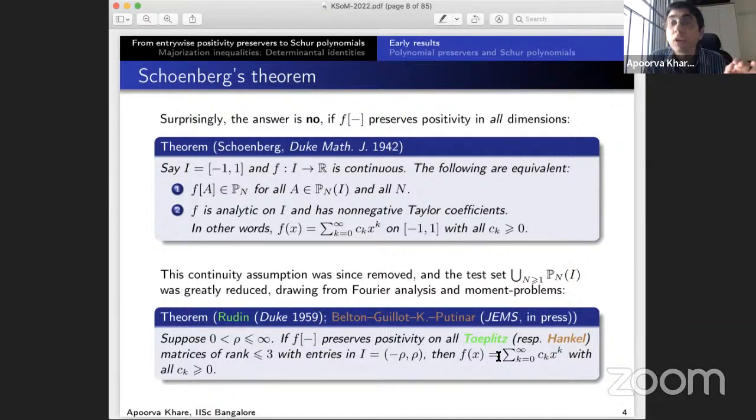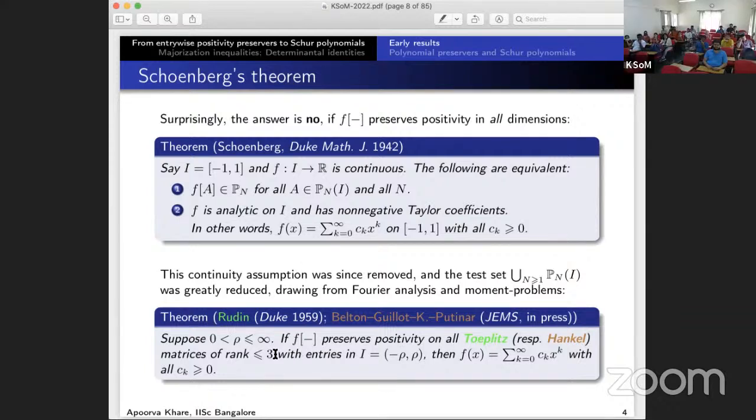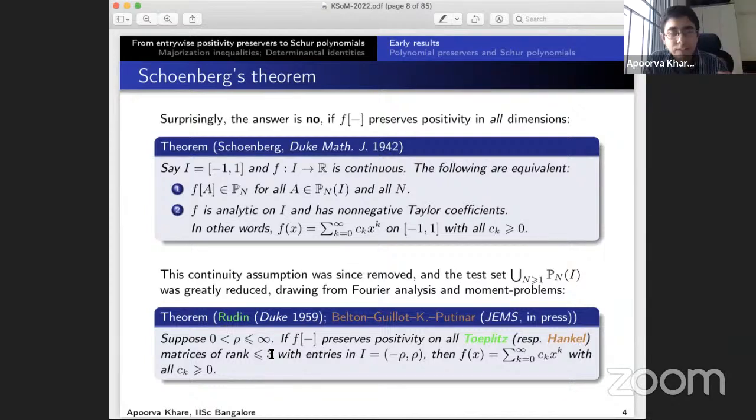Okay, and you don't even need all of them. You just need the ones with very low rank, less than or equal to 3, in arbitrary dimension n. And if you preserve positivity on all Toeplitz matrices like that, then again you get to the same description. f must be a power series. And for this, I need the open interval because the closed interval doesn't quite work.